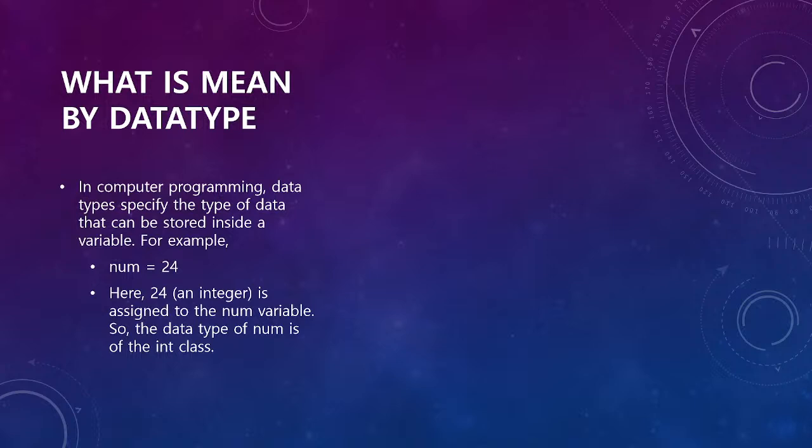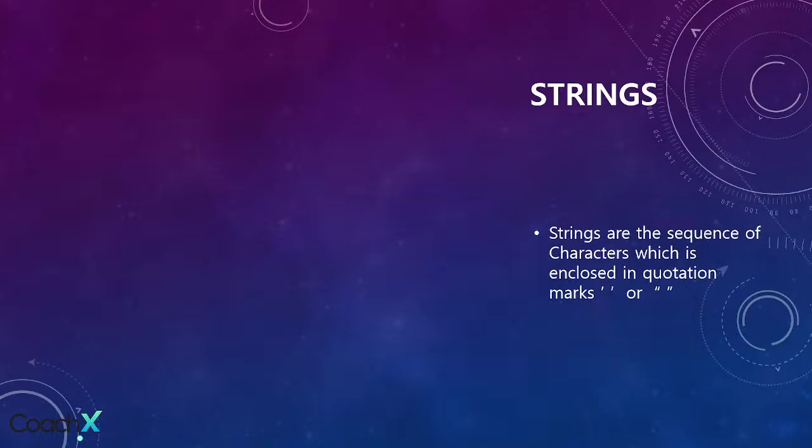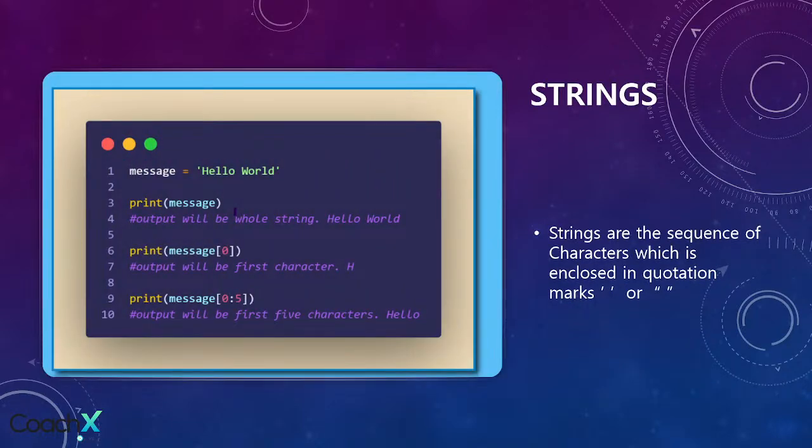As you can see here in the example, the integer 24 is assigned to the num variable. It means that 24 is an integer data type, assigned to the num variable. We have various data types in Python, like string, list, dictionaries, set, tuples, integers, and many more. We will look at all the data types in detail, practically. First I'll start with a string.